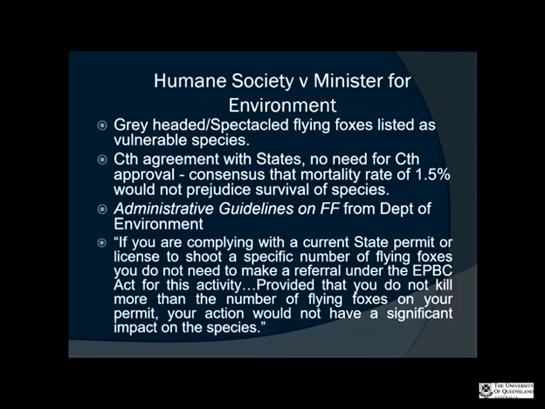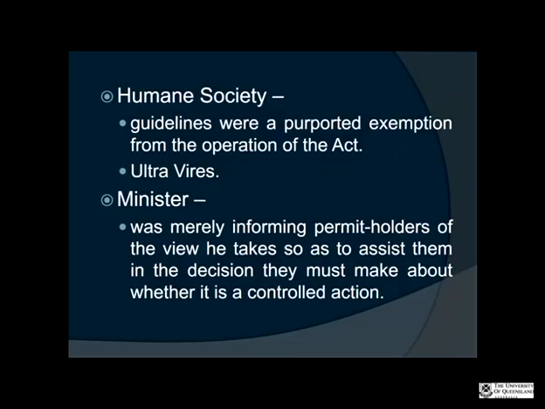And so the guidelines said, do not refer this to me. If you're shooting the flying foxes and, you know, it's not going to prejudice the survival of the species, so work that out with your state government, then I don't need to know. So the Humane Society took them to court and argued that the guidelines were a purported exemption from the operation of the Act, that this was outside the authority of the minister to do this, so that we call it ultra vires in law, but basically it's without power.